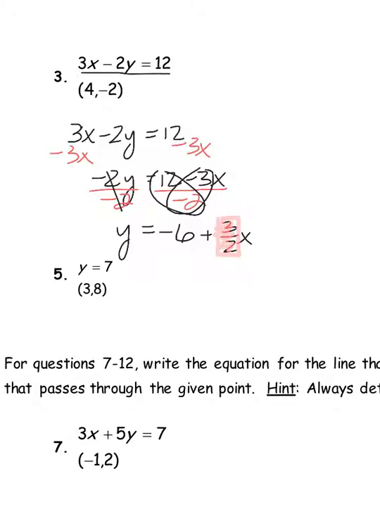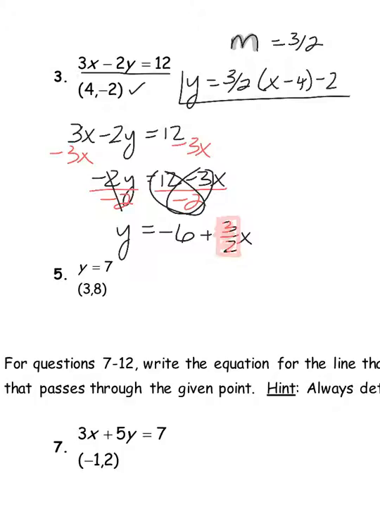So the slope of the line that I want to write is 3 over 2, and the point is (4, -2). So again, I'm going to use point-slope form to write that. So y equals 3/2, x minus 4, and then -2. So this right here is my final answer.